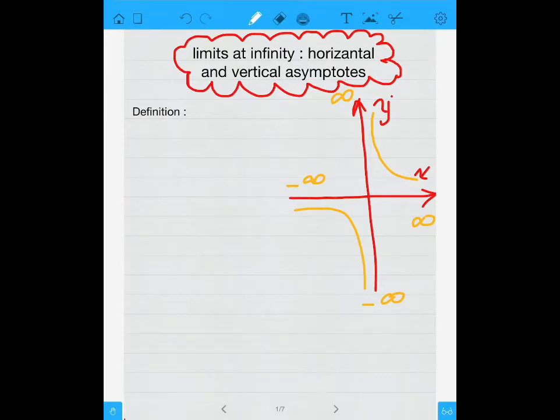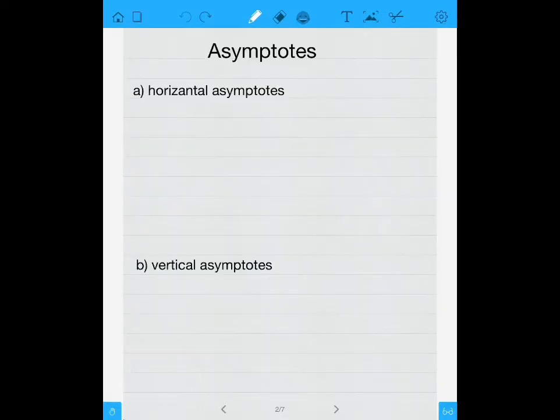Before I explain the asymptotes, I will write the definition of the limit. We have the limit of f of x when x approaches infinity equals L. L here may be a number, maybe 0, maybe infinity, positive or negative. In this part, I will explain the asymptotes. We have two types: horizontal and vertical.